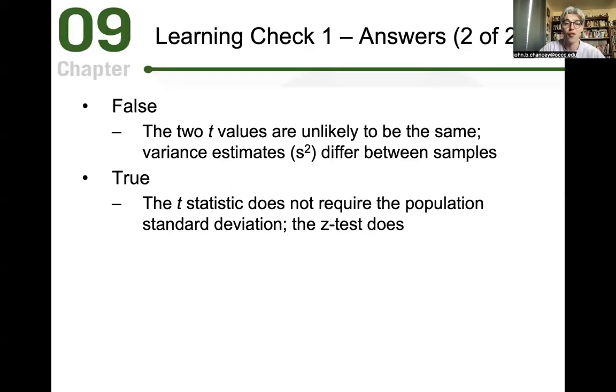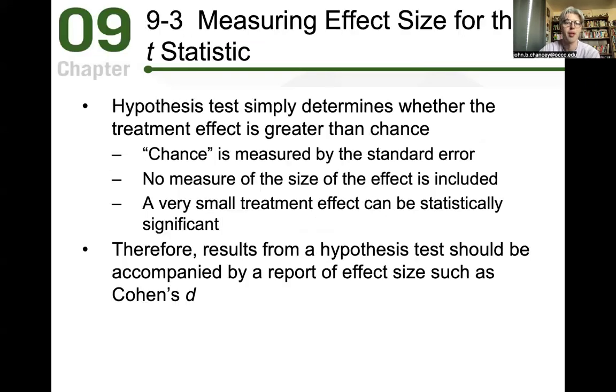It's going to be false for the first one. The two values are unlikely to be the same. Variance estimates, so s squared, differ between our samples. So even though they might have the same sample size and same mean, they might have different variances. Chances are they do. And the second one is true. The t statistic does not require the population standard deviation. However, our z-test does.